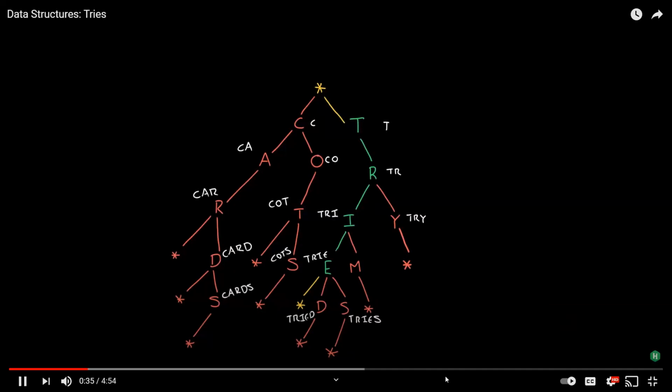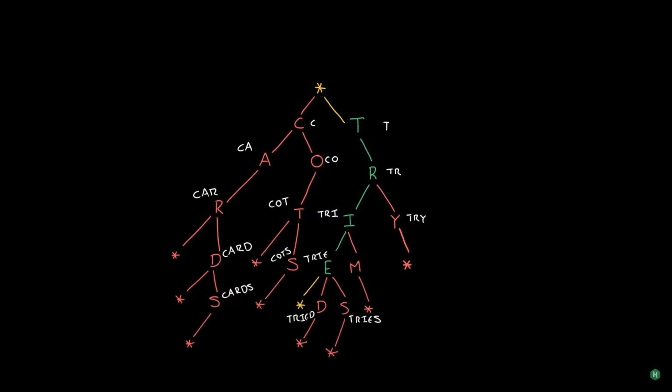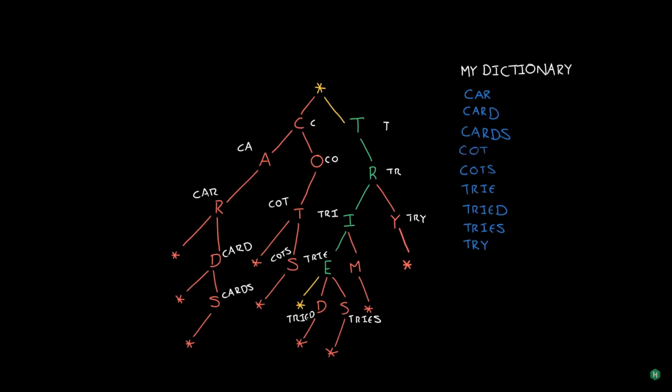And so what it allows us to do is very quick lookups of a particular kind. So for example, suppose we use this try to store this very small version of the English language. We could use it to say, hey, are there any words that start with CAR?